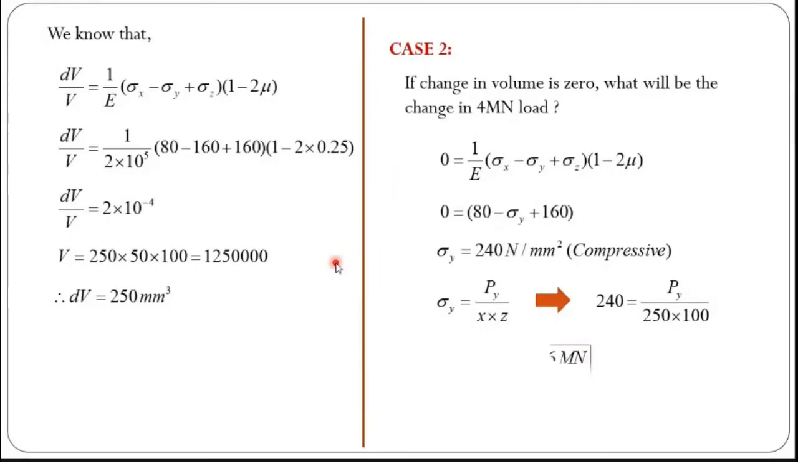So cross multiplying, you will get 6 meganewton. So overall, I am getting 6 meganewton. Which means in 4 meganewton, I have to include 2 more meganewton. Right? If I include 2 more meganewton, what happens? Your change in volume will become 0.